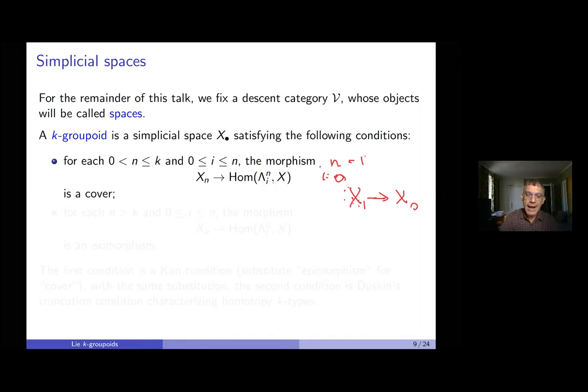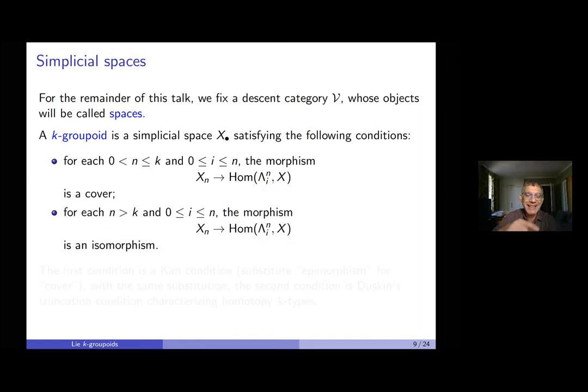And what we're doing is generalizing that condition to higher n. It turns out this is the right condition. So I think this occurs for the first time in work of Henriques in a paper in Compositio, and implicitly in my work at the same time, where I was integrating nilpotent L-infinity algebras. And the remaining condition is a similar condition for n greater than k, and the condition is that in that case, we have an isomorphism.